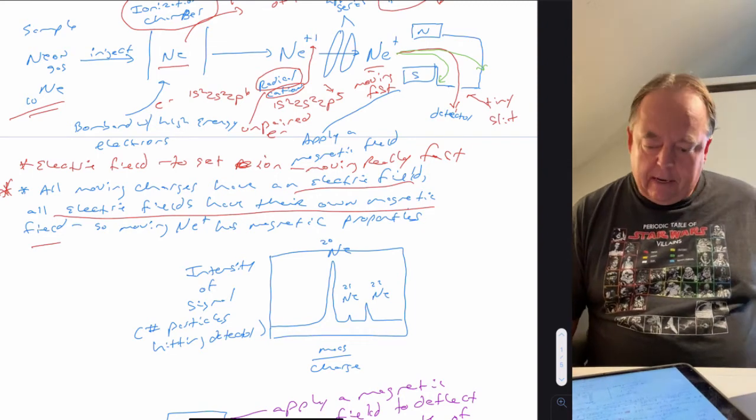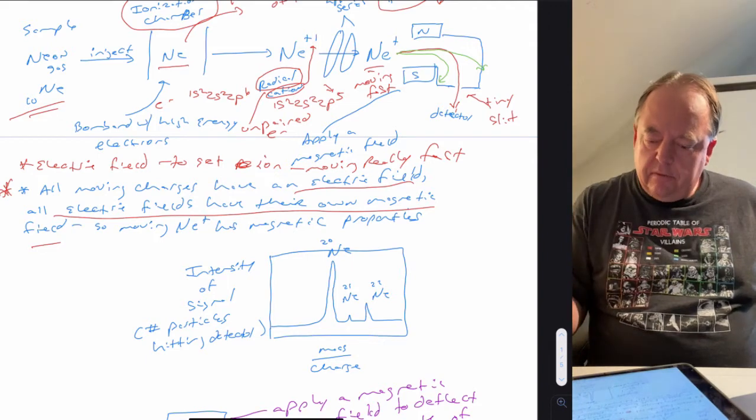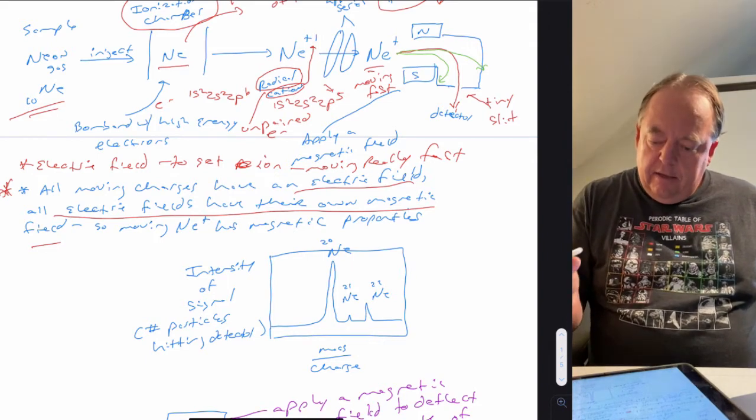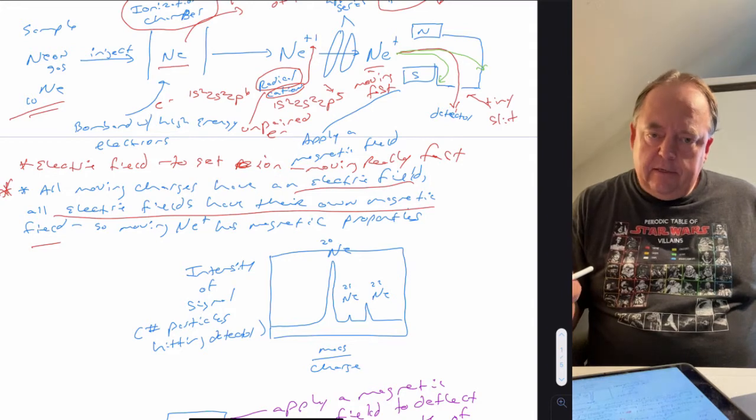So that's the purpose of the magnetic field, to deflect the path of the particle, to make the path bend, and try to direct it through that tiny slit to hit a detector.